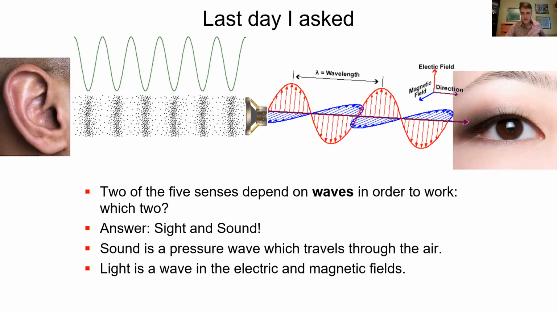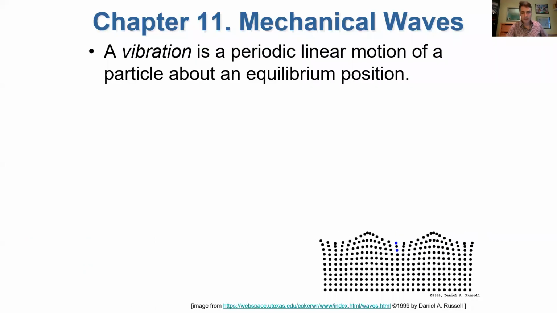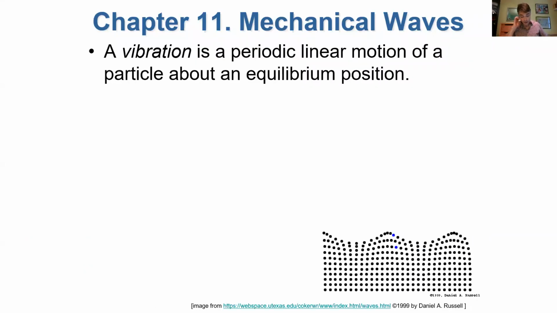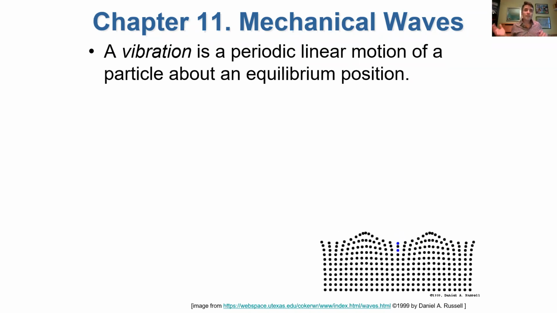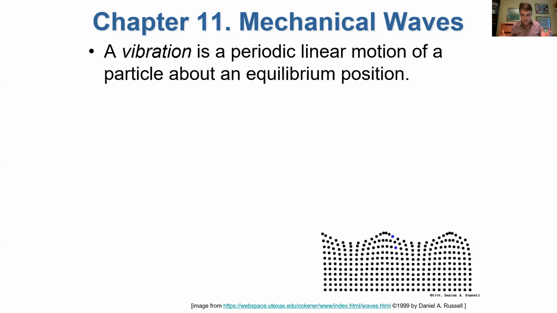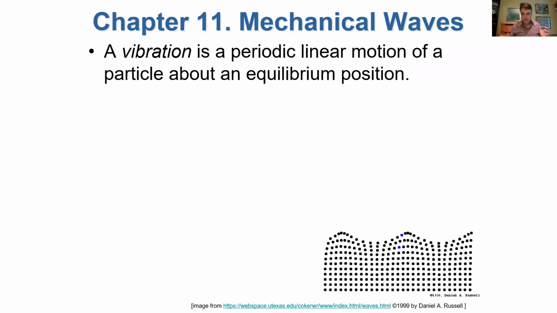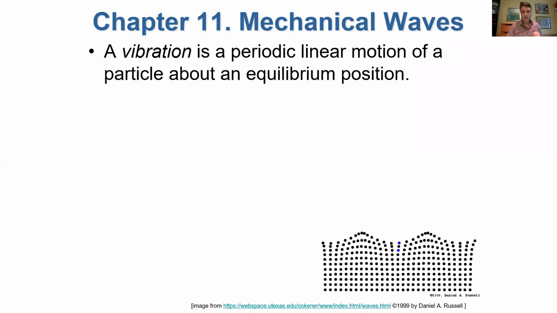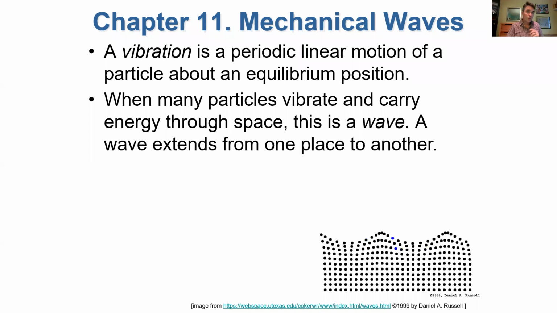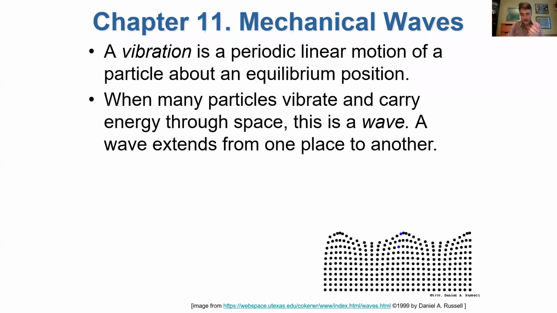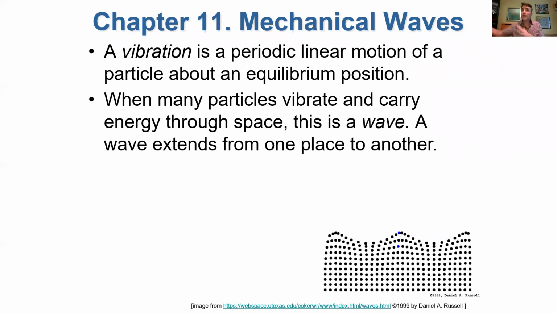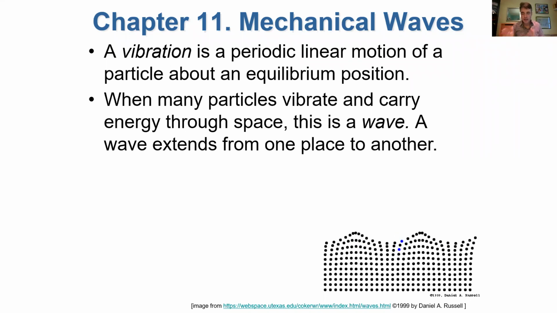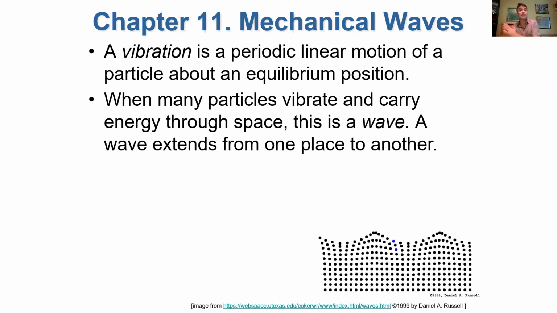Okay. So chapter 11. This is about mechanical waves, not just sound, but any mechanical waves. And we're going to start with talking about waves on a string, actually. We talked about in chapter 10, a vibration is a periodic linear motion of a particle that's going back and forth about an equilibrium position. When many particles vibrate and they're right next to each other, then their energy of vibration can be carried a long distance through space, basically by these particles bumping against their neighbors.